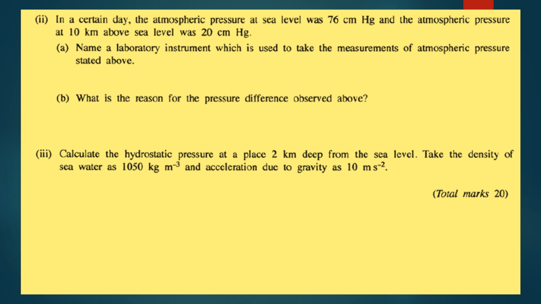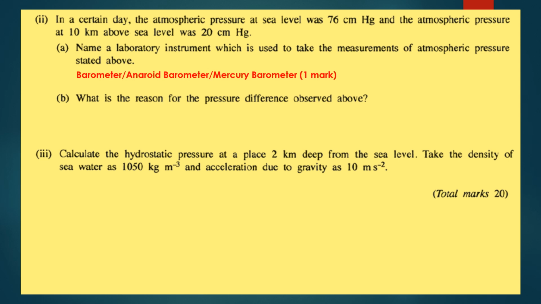Part 2. On a certain day, the atmospheric pressure at sea level was 76 mercury centimeters and the atmospheric pressure at 10 km above sea level was 20 mercury centimeters. A. Name a laboratory instrument which is used to take the measurements of atmospheric pressure stated above. There are 2 instruments, aneroid barometer and mercury barometer. So you can write aneroid barometer or mercury barometer. Barometer is also accepted. You can earn 1 mark.